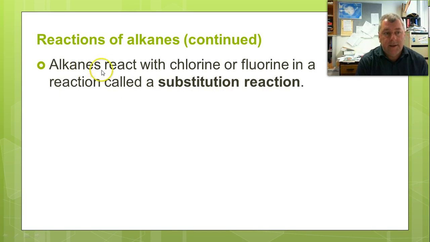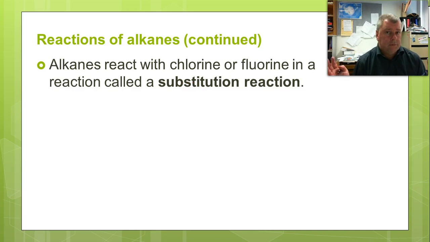Well, that's when alkanes react with chlorine or fluorine or any of the other group 7 elements. So also bromine is a common one that you would get as well. And they're called a substitution reaction because it's like a footballer getting substituted onto a game.